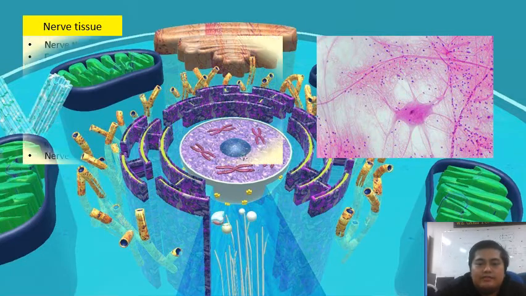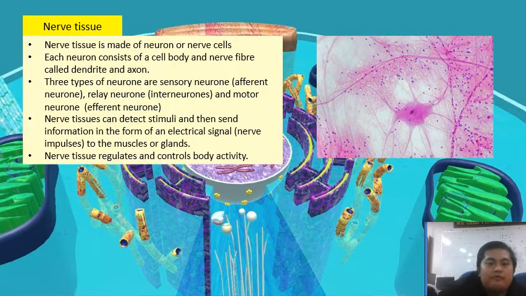Next is our nerve tissue. So nerve tissue is made up of neurons or nerve cells. So each neuron consists of a cell body and nerve fibers called dendrites and axons. There are 3 types of neuron, such as sensory neuron, relay neuron, and also motor neuron.